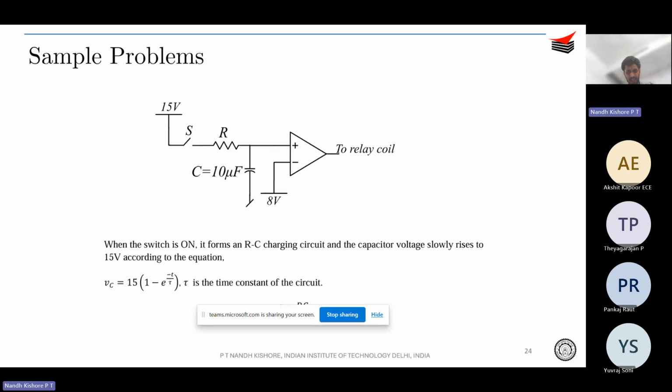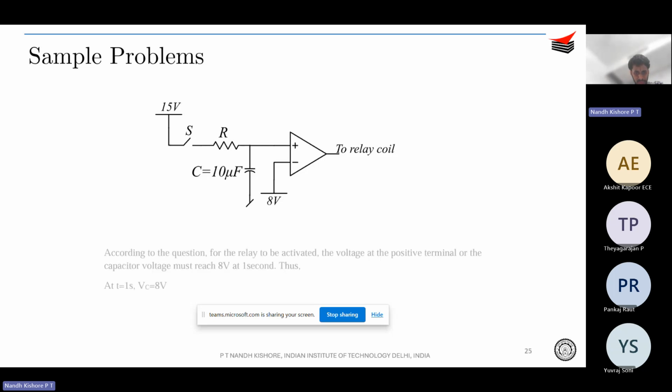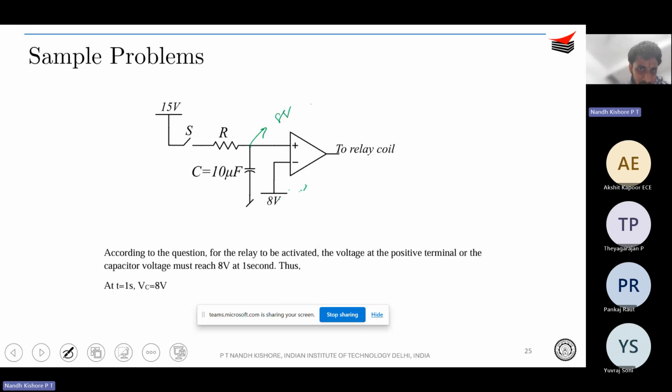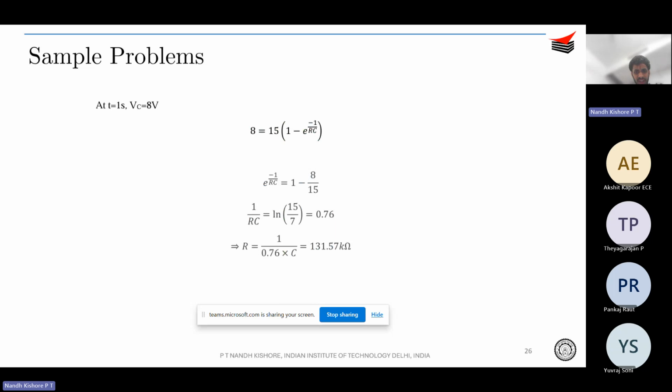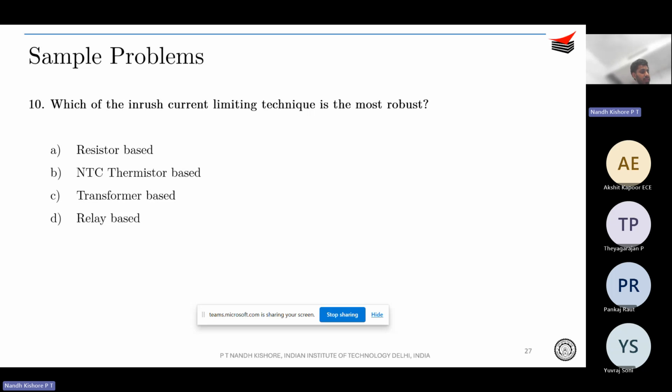So yeah, it forms an RC circuit. So Vc is 15 into 1 minus e power minus t by tau. And you want the relay coil to operate at 1 second. Therefore, this voltage should be 8 volt at 1 second. Okay. Therefore, you just substitute and you get what is R. In order to remove the exponential, you need to take a natural logarithm, ln, and you get what is R.